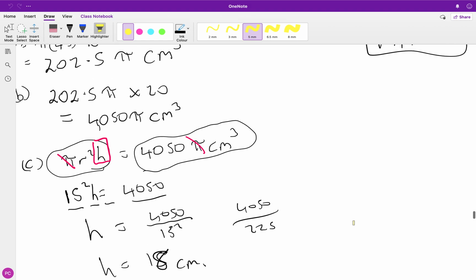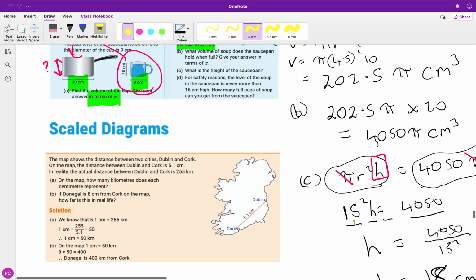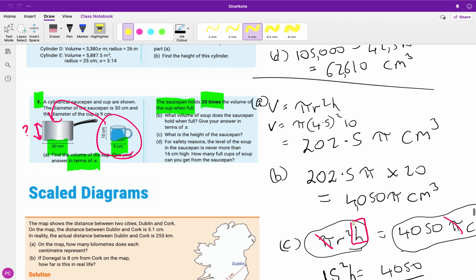Okay, so let's go on and look at the last part of this question, then D. So part D: for safety reasons, the level of the soup in the saucepan is never more than 16 centimeters high. Right, we have to work it out now to be 18 centimeters is the height. How many full cups of soup can you get from the saucepan?